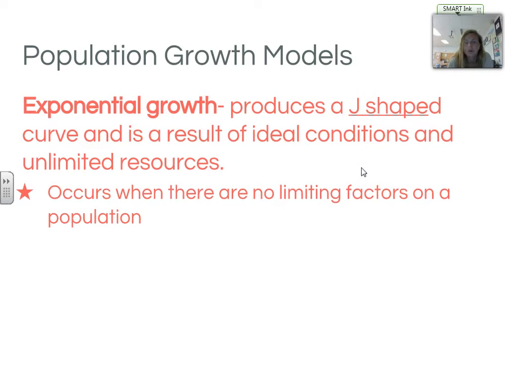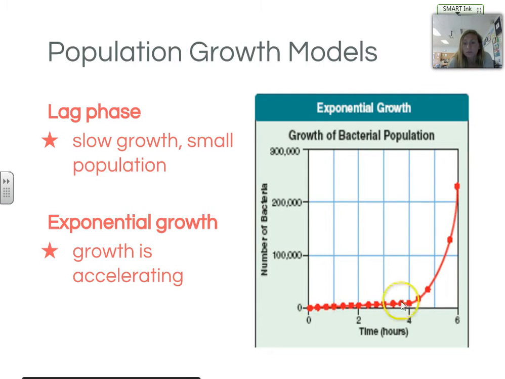All right, when there are no environmental resistance conditions being in place, so in other words there are no limits, we usually will see exponential growth continue and produce a J-shaped curve. So there are ideal conditions and unlimited resources. And that would of course look like this, exponential growth curve here.